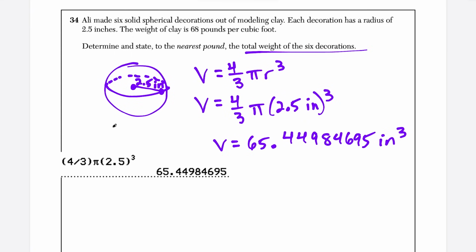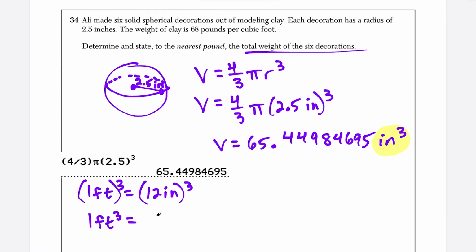So one thing I want to make note of is that 1 foot is equal to 12 inches. Notice we found the volume in cubic inches, not cubic feet. So we could take this equation and raise both sides to the third power. And this tells us that 1 cubic foot is equal to 1728 inches to the third power, which is cubic inches.